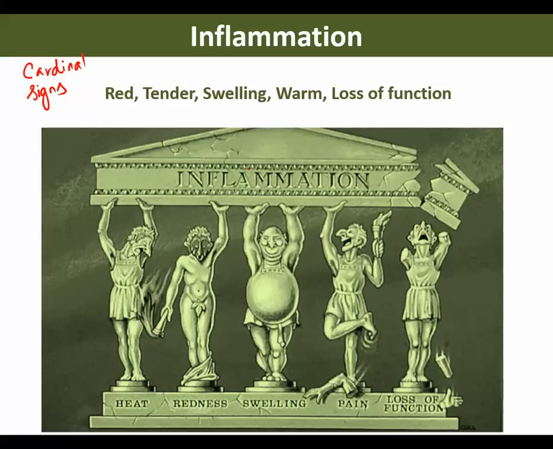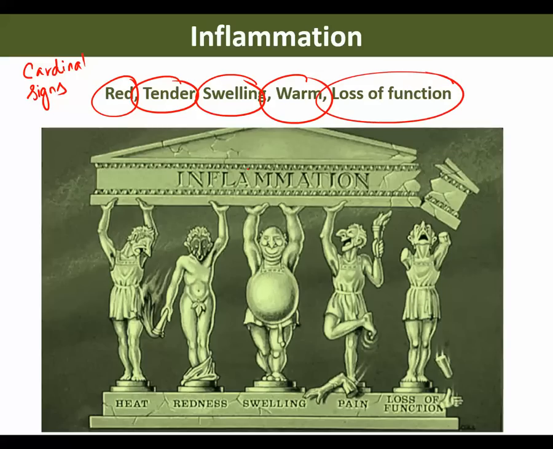I took a pimple as an example. Okay, how it becomes red, how it becomes tender. Tender means if you touch it, it will become painful, then it swells, then it will become warm, and then it will go for loss of function. It is stepwise. There are 5 cardinal signs of inflammation: redness, tenderness, swelling, warmth, and loss of function.